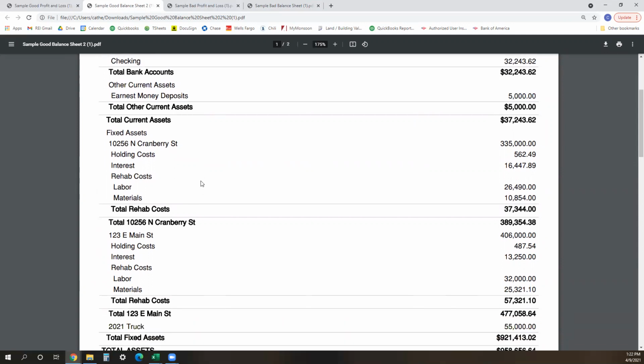The properties we've got separated out pretty nicely here. We've got the original cost, purchase price of $335, holding costs. These usually include utilities and insurance. Interest will be hard money or private money, sometimes interest on credit cards. If you're just doing one flip or maybe two flips, we could split up the interest on the credit card that's charged. And then rehab costs broken out into labor and materials so that you can see how much you're spending out to contractors and how much you're spending out just on the materials for the property.